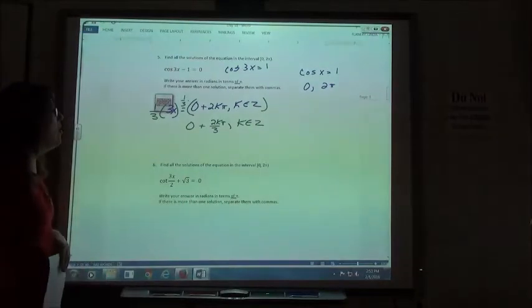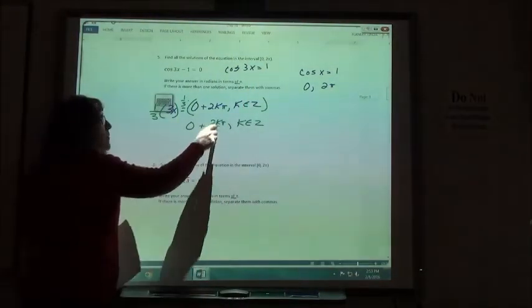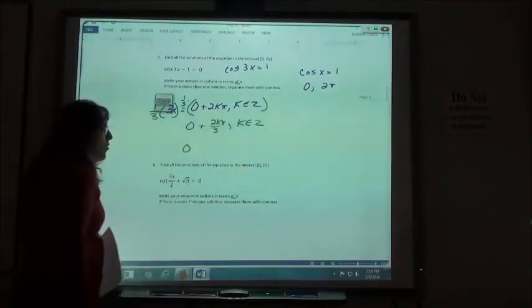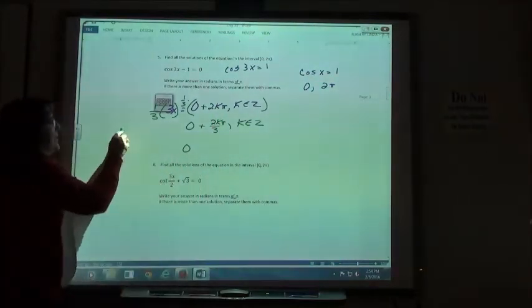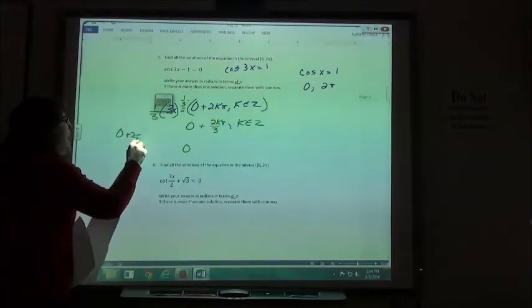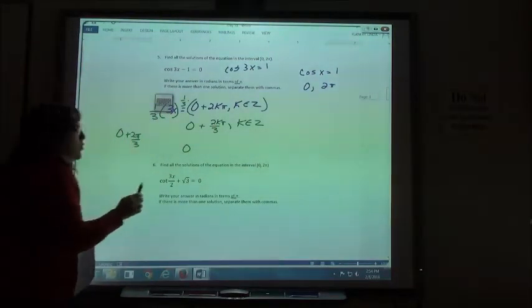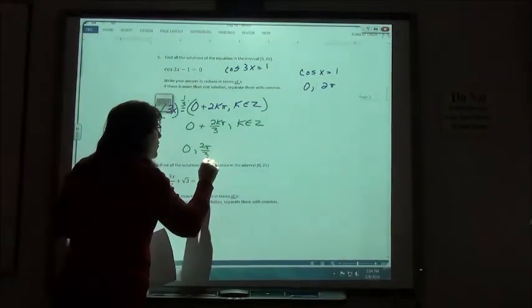Now I want to find all the answers between 0 and 2 pi. So I'm going to start, if I put 0 in for k, this will be gone. I just get an answer of 0. If I put 1 in for k, I'm going to get 0 plus 2k pi over 3. Well, 2/3 is between 0 and 2 pi. So 2 pi over 3.